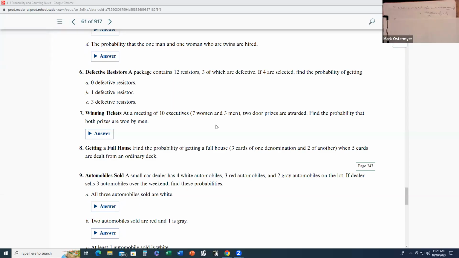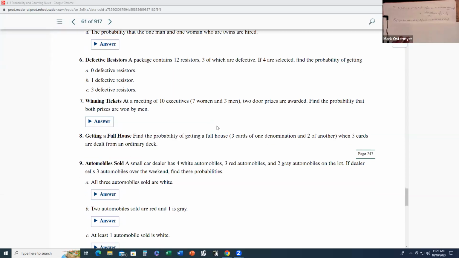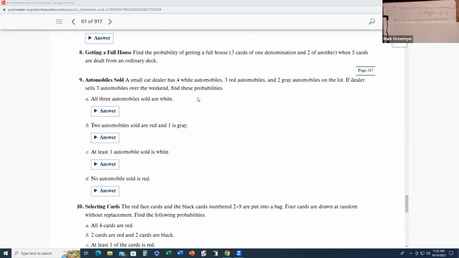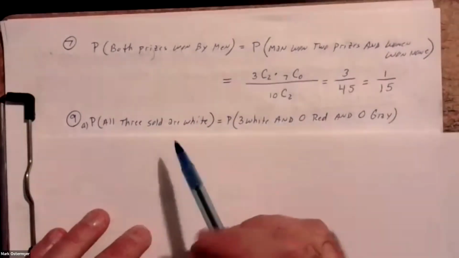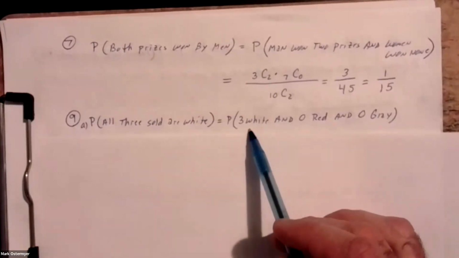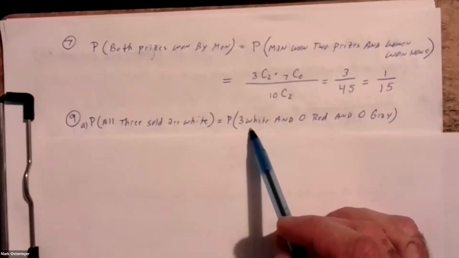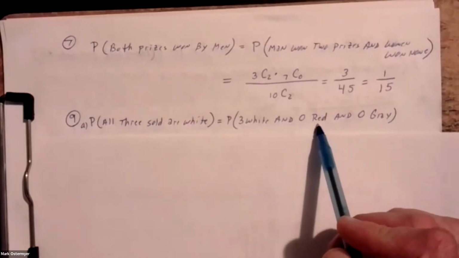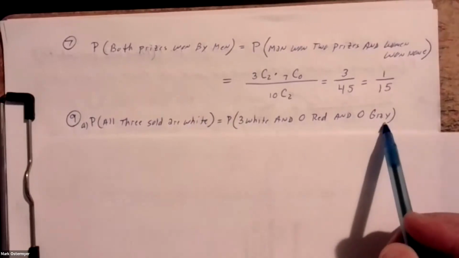All right. Problem number 9. A small car dealer has 4 white automobiles, 3 red automobiles, and 2 gray automobiles at the lot. If a dealer sells 3 automobiles over the weekend, find these probabilities. What is the probability that all 3 automobiles sold are white? So the probability that all 3 sold are white is equal to the probability that 3 white are sold and 0 red automobiles are sold and 0 gray automobiles are sold.